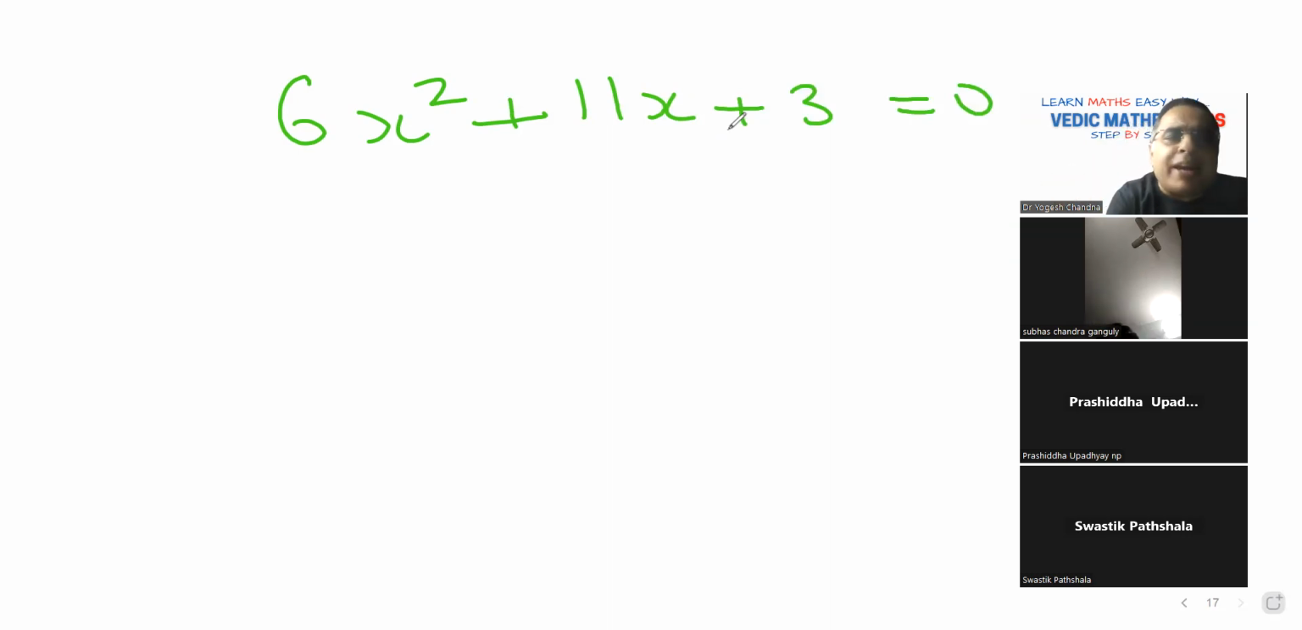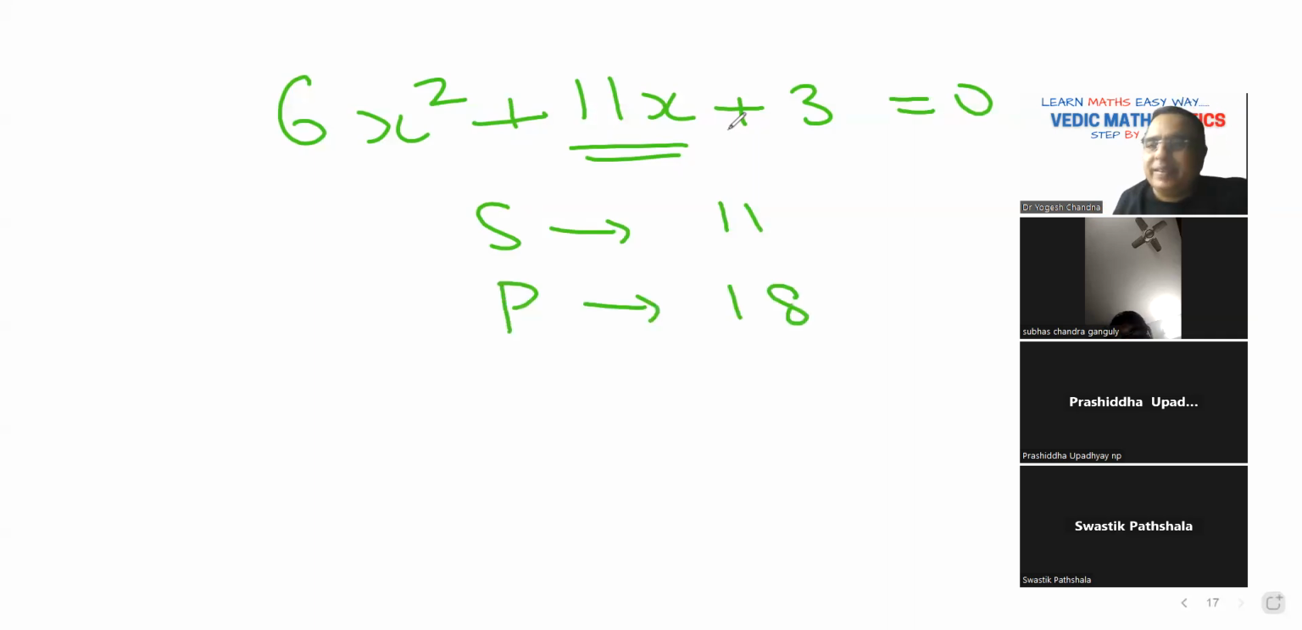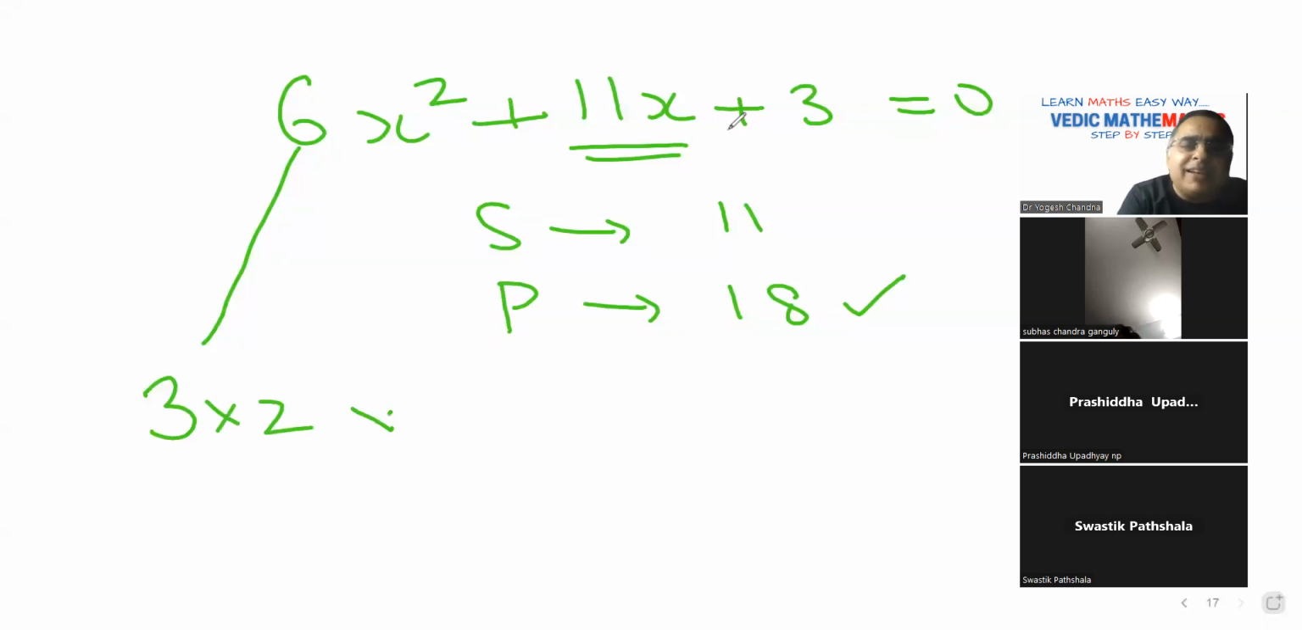The very first thing you need to understand, I need sum equal to 11. I need product equal to 18. So what are the factors of 18? Even if you find it difficult here, the best way is to find the factors separately. So 6 means 3 and 2, and 3 means 3. So here only you get the solution.